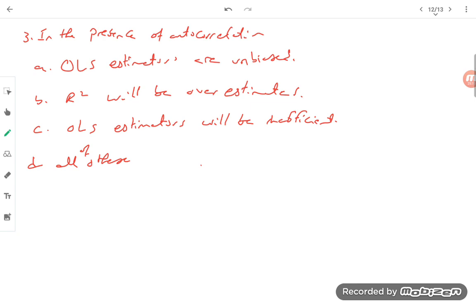Another example: in the presence of autocorrelation, OLS estimators are unbiased. R squared will be overestimated. OLS estimators will be inefficient. The correct answer is all of these.